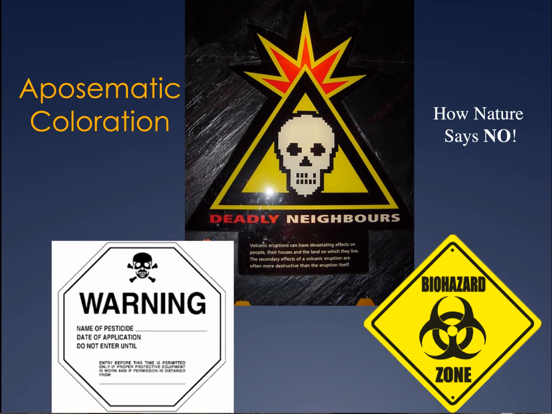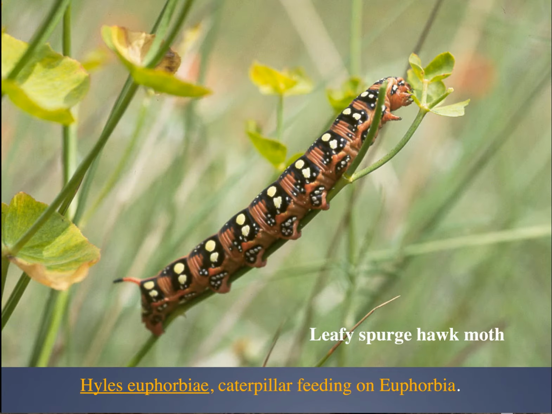All right, now to something much more dangerous, and that is aposematic coloration. Aposematic coloration is very obvious. It's not camouflage at all. Aposematic coloration is sending a signal. The signal is, I'm a mean dude, and you don't want to mess with me. I'm poisonous, or somehow otherwise I'm going to hurt you. So as I said here, how nature says no.